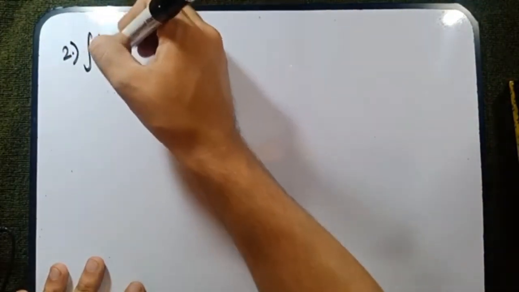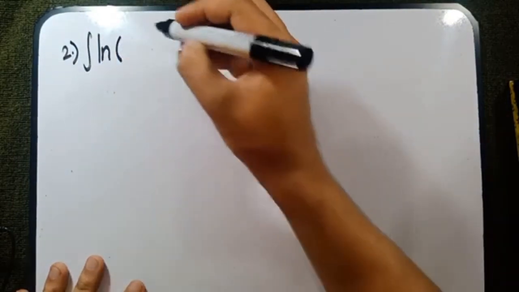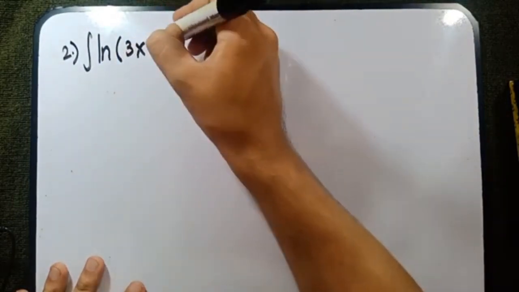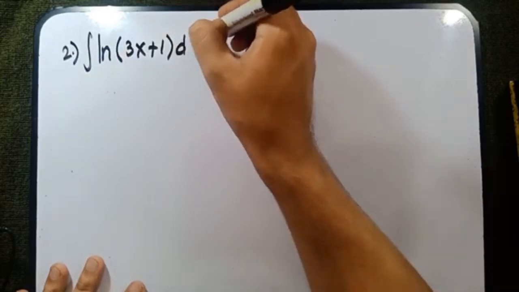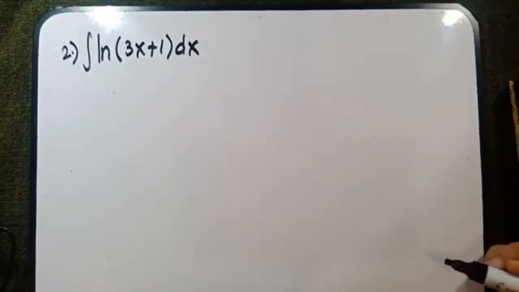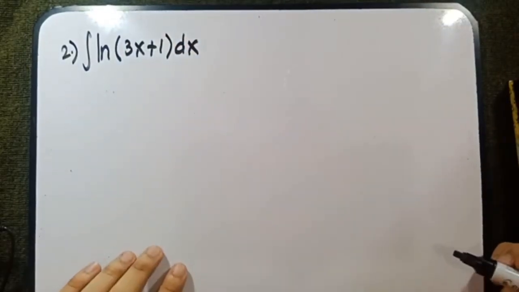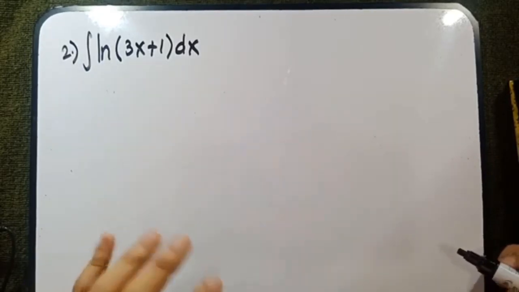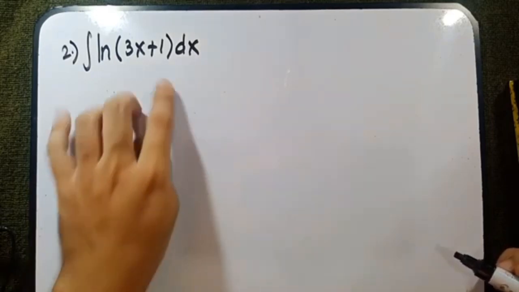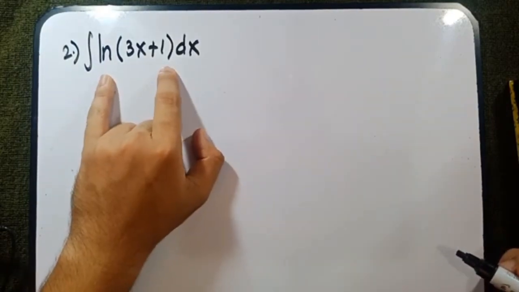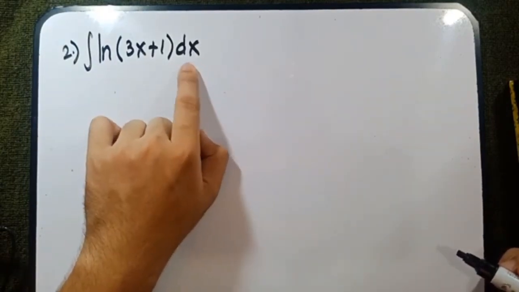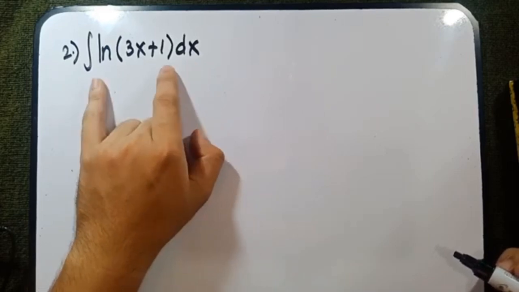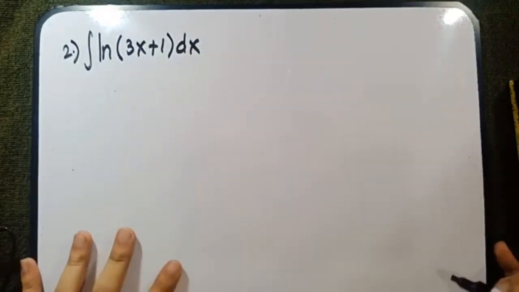Integration of ln(3x + 1) dx. So basically, by LIATE, the logarithmic comes first, meaning this is our u. Then this is our dv, right? Because this is logarithmic and this is algebraic. Okay.